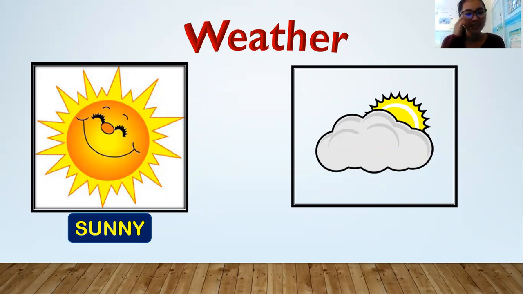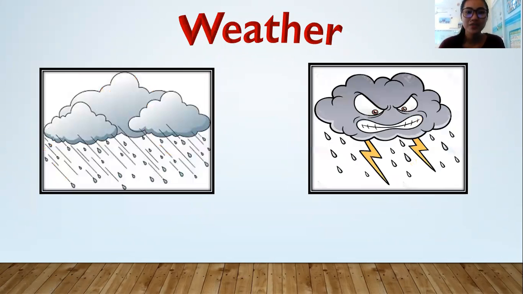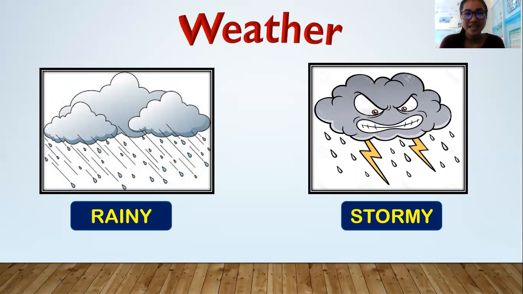Okay, sunny day. Next one, when the sun is hiding from the cloud, that is cloudy day. Next, if it's raining, then the weather is rainy day. And if it's raining with lightning and the clouds are angry, that is stormy day.